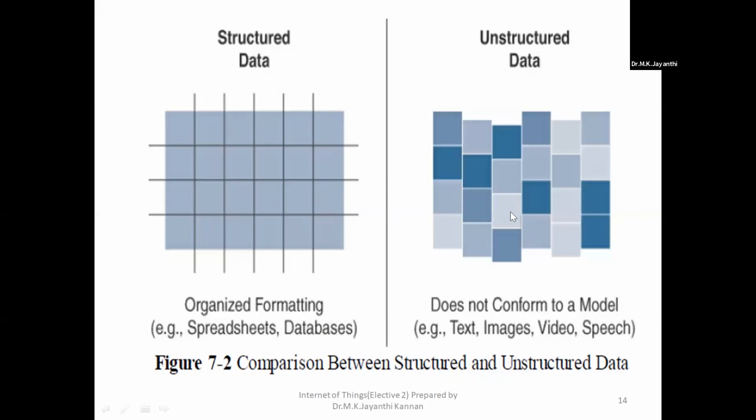Unstructured data does not conform to a model. For example, you will have textual data, images, audio, video, and speech, a combination of all, and we cannot put all those data in a common format. If the data is logical, it can be stored in various data types like integer, character, float, and double. So we can put it in a table and apply operations on it.